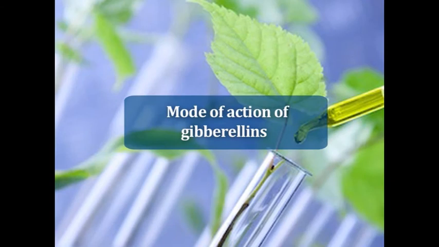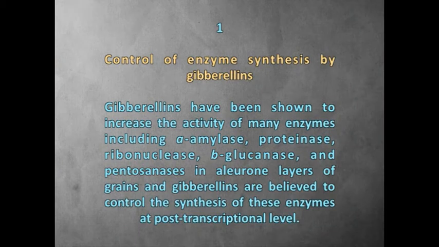Let us now learn about the mode of action of gibberellins. Gibberellins regulate many physiological processes, and the mechanisms for these activities are commonly explained as the effect of gibberellins on lipids and membranes. The various mechanisms proposed for the mode of action of gibberellins are: first, control of enzyme synthesis by gibberellins. Gibberellins have been shown to increase the activity of many enzymes, including alpha amylase, proteinase, ribonuclease, beta-glucanase, and pentosanases in aleurone layers of grains, and gibberellins are believed to control the synthesis of these enzymes at the post-transcriptional level.